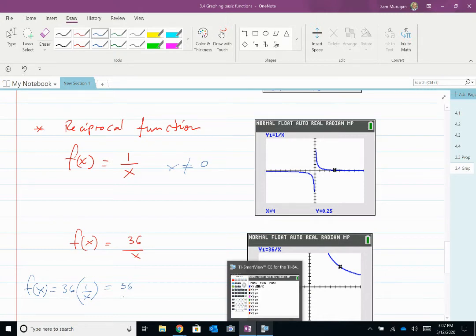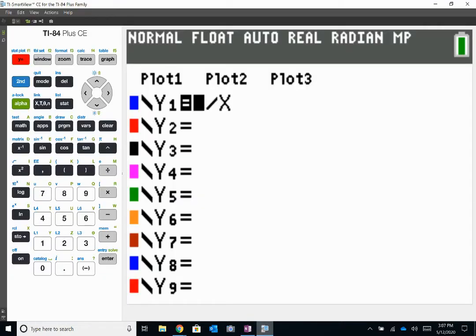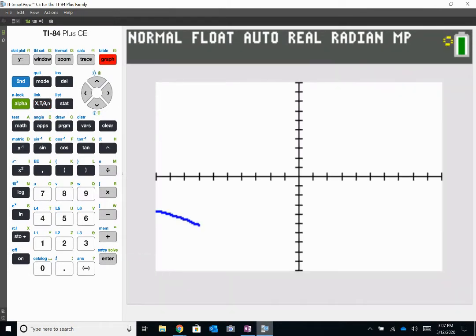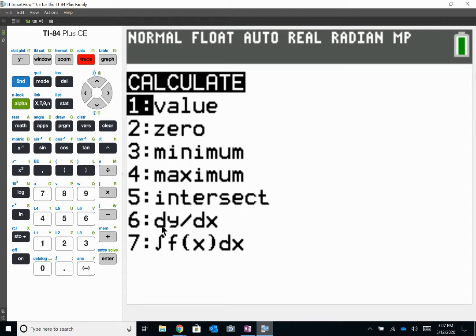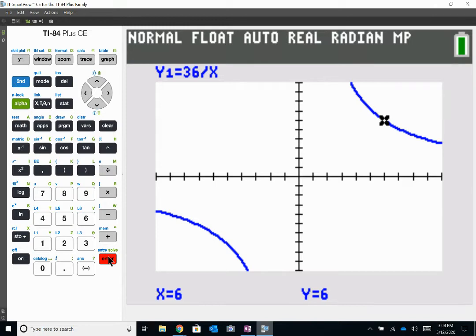What this does is, if you think about it, when x is equal to 6, the y value is 36 over 6, which is 6. So it creates a more spread out graph. If I were to change 1 to 36 and graph it, your graph would look kind of like this now. And if I were to check for when x is equal to 6, I would see that my y value is 6 and it's shown on the graph.